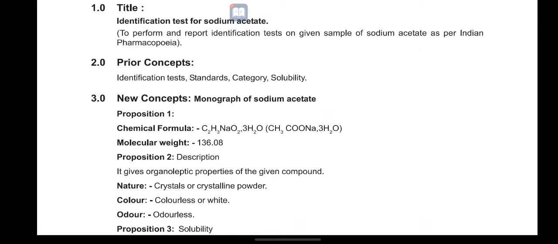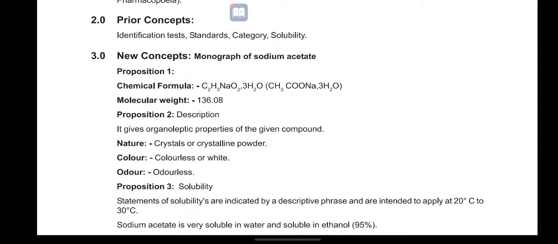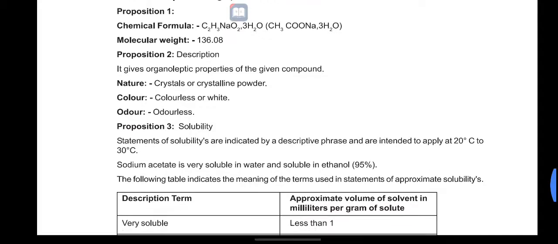Chemical formula: C2H3NaO2·3H2O. In brackets, CH3COONa·3H2O, meaning 3 water molecules. Molecular weight is 366.08. Description means organoleptic properties: crystalline nature, color is colorless or white, odor is odorless.